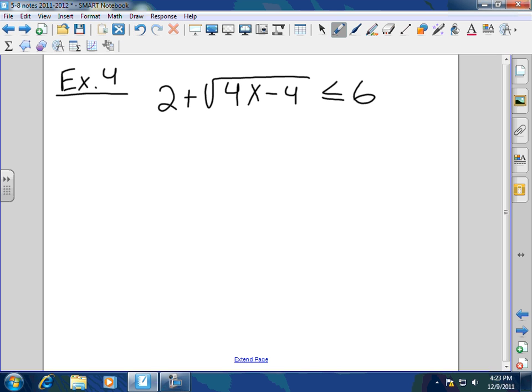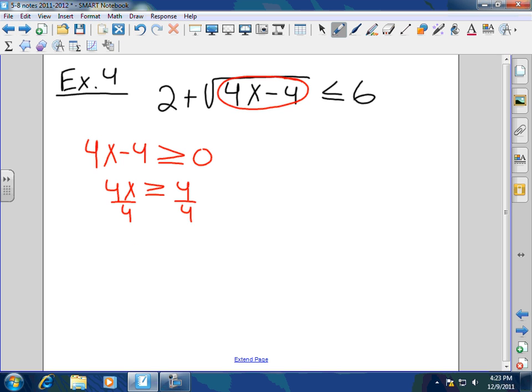So let's think about this. We cannot have a negative value inside of here. So we got to pull that radicand out first and go 4x minus 4 must be greater than or equal to 0. So 4x is greater than or equal to 4. Divide by 4 to both sides. X is greater than or equal to 1. So we already know that x must be greater than or equal to 1. We have one of the possible solutions right now, right off the bat.